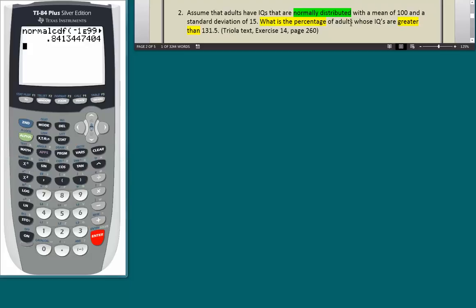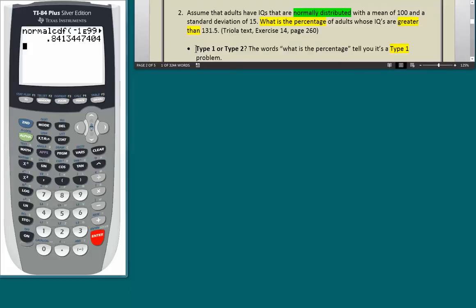What is the percentage of adults whose IQs are greater than 131.5? If you remember, the last problem said less than some number. The first thing we address is a type 1 or type 2. Well, we already talked about that. These words, what is the percentage, tell you it's a type 1 problem.